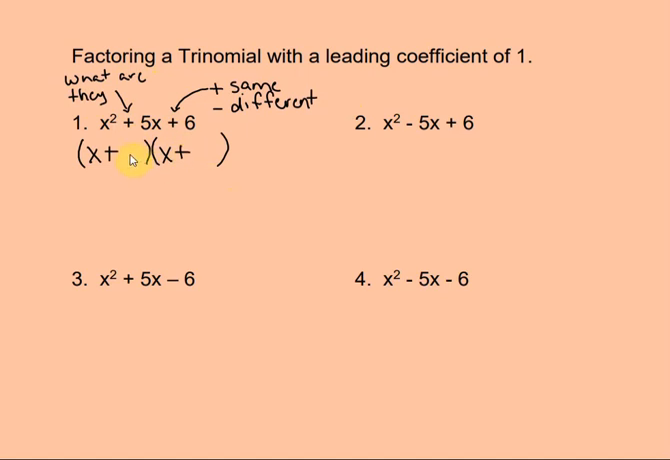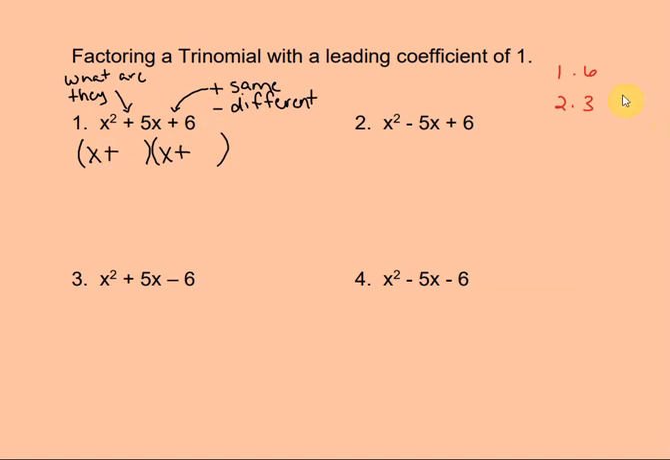Now, as I said earlier, these last two spots have to multiply to give me my last term. So I need to determine what the factors of 6 are. The factors of 6 are 1 times 6 and 2 times 3. 1 times 6 is 6, and 2 times 3 is also 6. So those are the factors of 6.